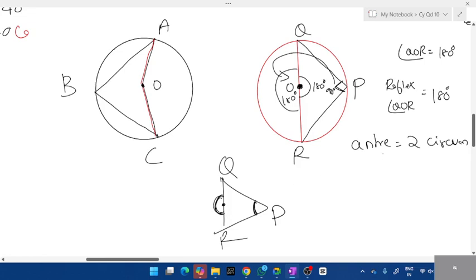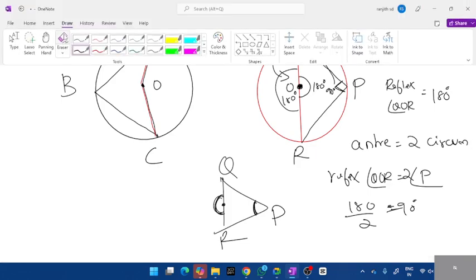Okay, these two. So center is equal to reflex angle QOR, which is twice angle P. 180 divided by 2, that is how you get 90. This is a theorem. It has a separate theorem: whenever the diameter is drawn straight, the angle formed on the circumference is 90 degrees.